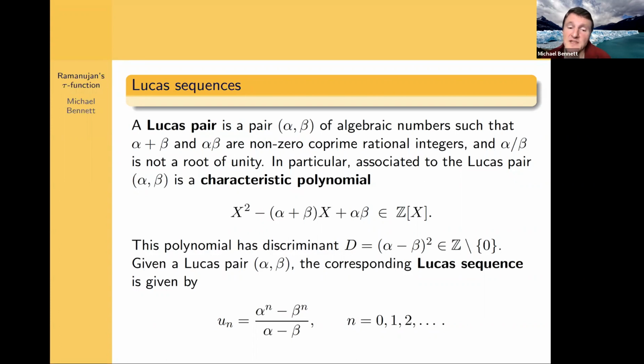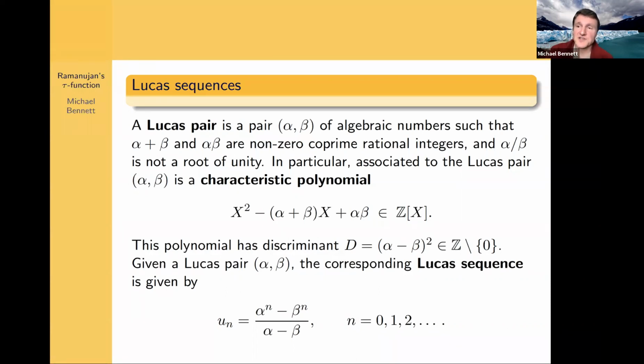And for a given pair, the u_n, which is the quotient of alpha to the n minus beta to the n over alpha minus beta, where alpha and beta are the roots of this polynomial, then these u_n give us a sequence of integers. And it turns out, if we make these assumptions, they're relatively prime and they have lots of other nice properties. So in our case, we're going to get this from looking at tau of p to the m, and that is generically going to be a Lucas sequence. We're going to have to look carefully at that because sometimes it isn't. So we have to at least classify that.